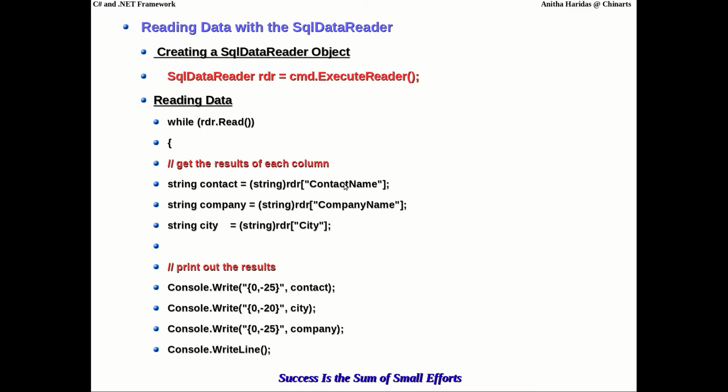Whatever data is returned by this particular column must be typecasted. Then you store it in whichever variable you want and print out the result. So you get the contact name, the company name, the city name, and that can be displayed here using Console.WriteLine. This is a console application. If it is a desktop or web application, you can move the data to a user control or text box.